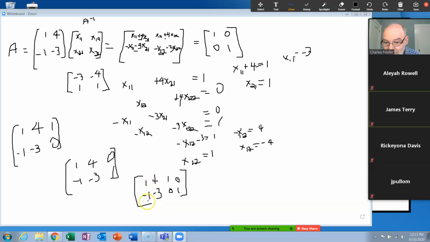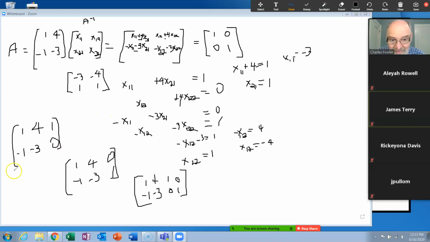You augmented the matrix you were looking at, that was your matrix A, with the identity matrix, and then did a row reduction, Gauss-Jordan elimination, to get this to look like your identity matrix, 1, 0, 0, 1. This thing right here then became your inverse matrix, negative 3, negative 4, 1. That is indeed what we just did.